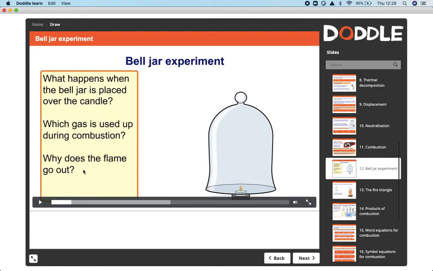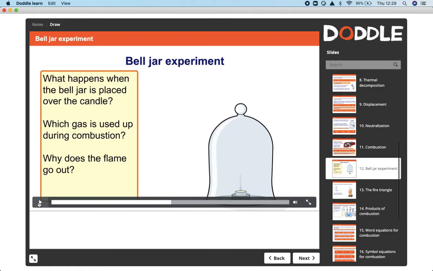Do we know why the candle will go out? By putting the bell jar down over the candle, what are we removing? There it is, going out. So not instantly, but it went out. So why did it go out?